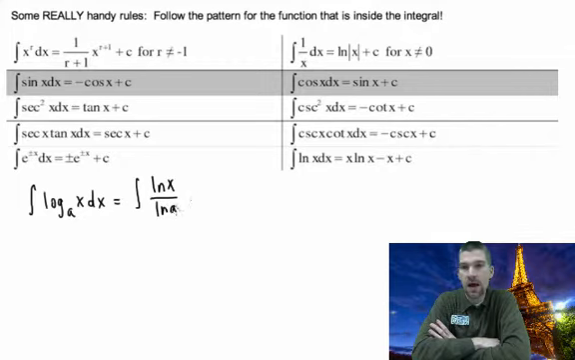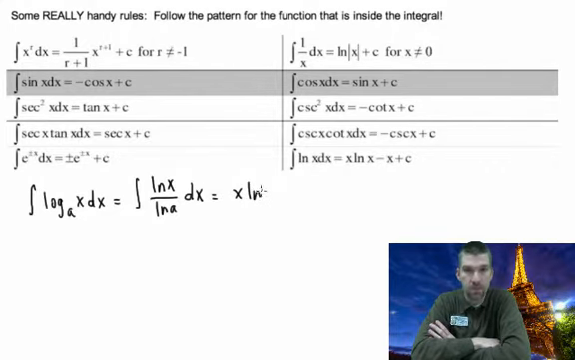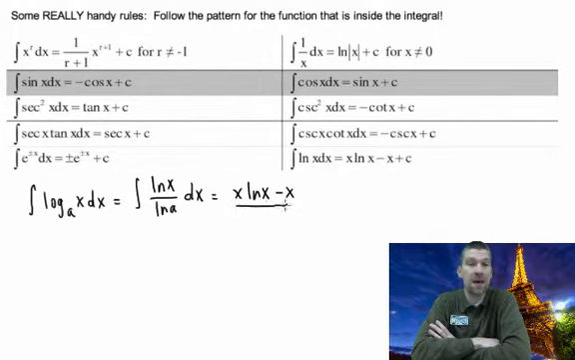And so now what we have is 1 over the natural log of a times the natural log of x. Well, that integrates out to x natural log x minus x, over the natural log of a, plus c. And remember, a will be constant. So in all the things that you do, a will be constant. The x will be your variable in this one, all right?